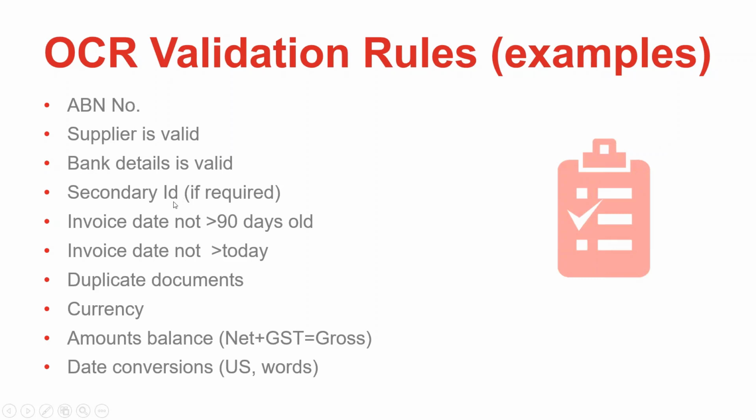It is possible to set up a secondary ID if required. Something like the date checking, say, if the invoice date is not older than 90 days, or if it's not a future invoice with a date that's beyond today's date. It checks if duplicate documents have already been processed in SunSystem. It also checks currency, if multi-currency is used, so it checks the currency has already been defined in SunSystem. The amount balances, making sure net plus GST is gross, otherwise it will flag as an error for the user to review and check. And I went through that with the date conversion, so it's got some inbuilt smarts in there. It reads any date format basically and converts it into a format that is accepted by SunSystem.